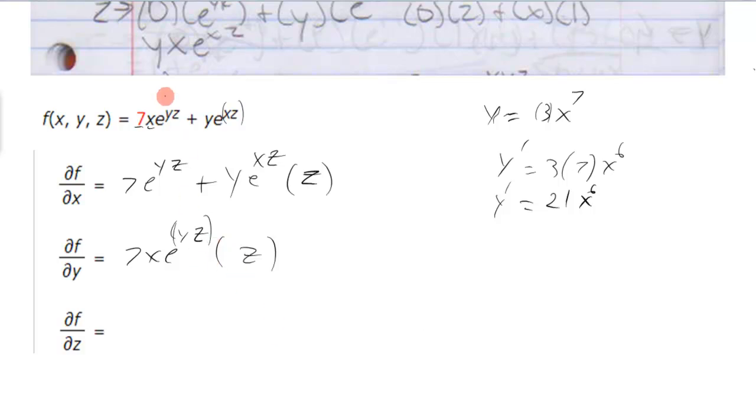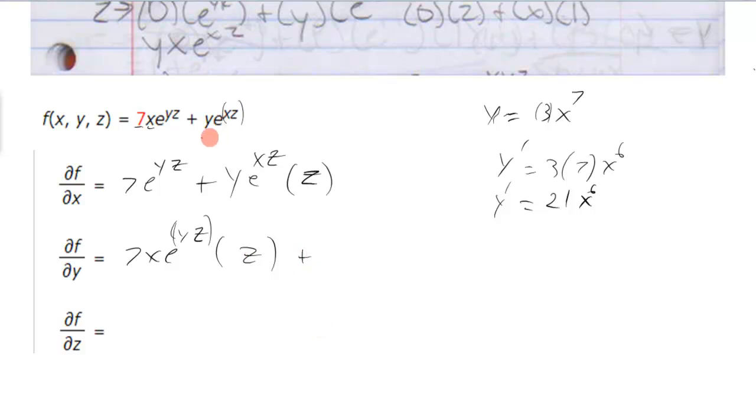All right, so again, we've only done the first part of the derivative here. So left these two constants alone. Derivative of e to the yz is e to the yz times the derivative of the chain rule part. So the derivative of yz is just z. So now we have to do the second term.